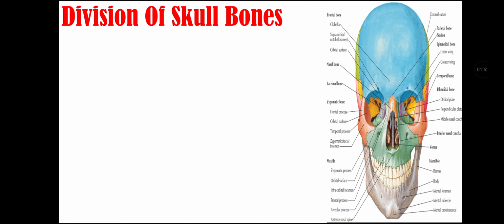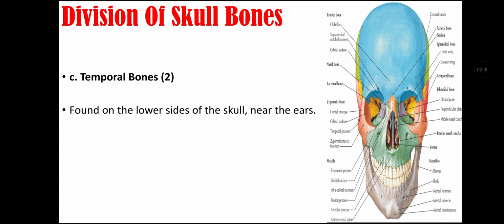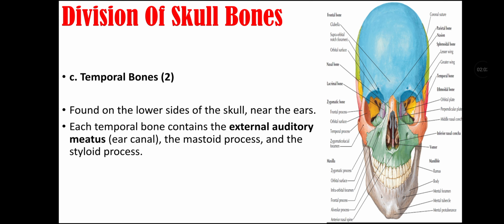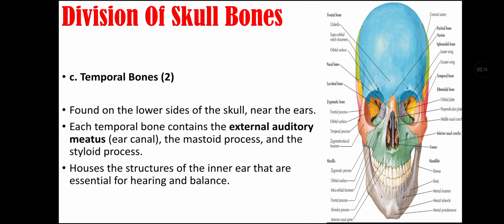The next cranial bone we have is the temporal bone. It is also a paired bone. That means there are two temporal bones in every skull. They are found on the lower sides of the skull near the ear. Each temporal bone contains the external auditory meatus, the mastoid process and the styloid process. It houses the structures of the inner ear that are essential for hearing and balance.